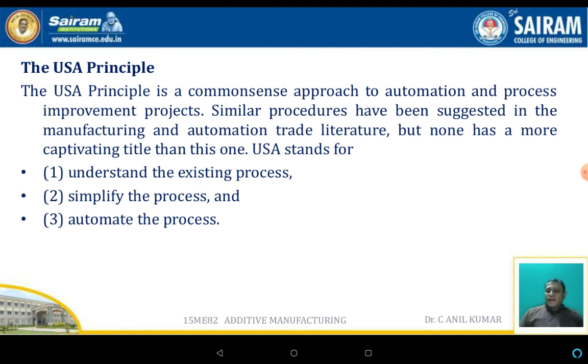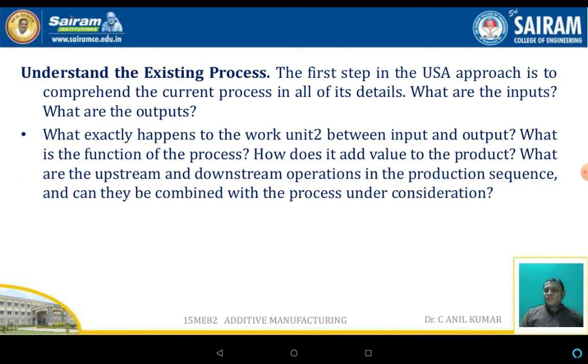The first one is understand the existing process, then simplify the process, and then automate the process. These are the steps which are essential in the case of automation. The first one, understand the existing process. The first step in the USA approach is to comprehend the current process in all of its details.